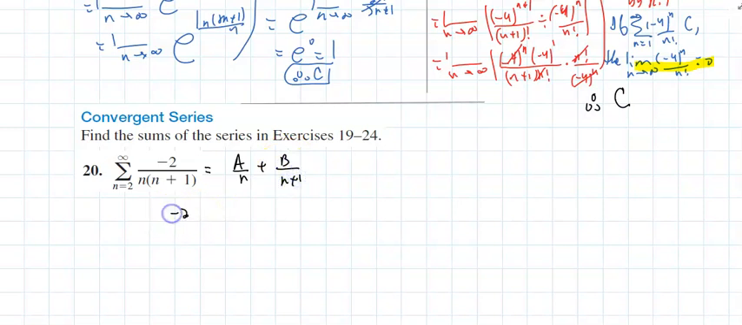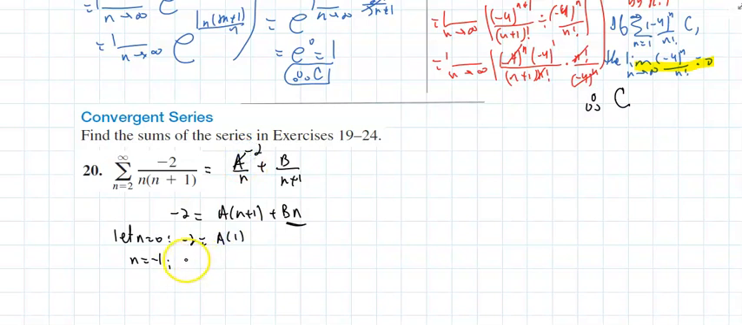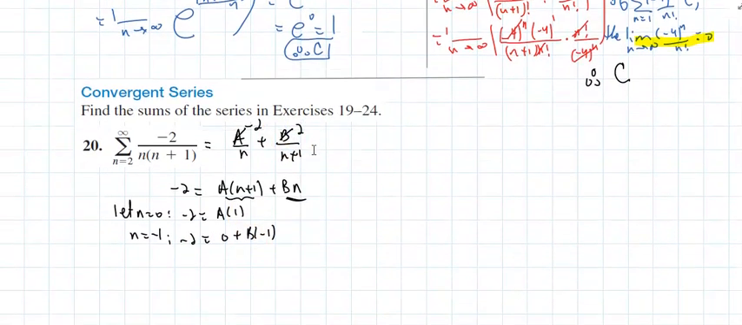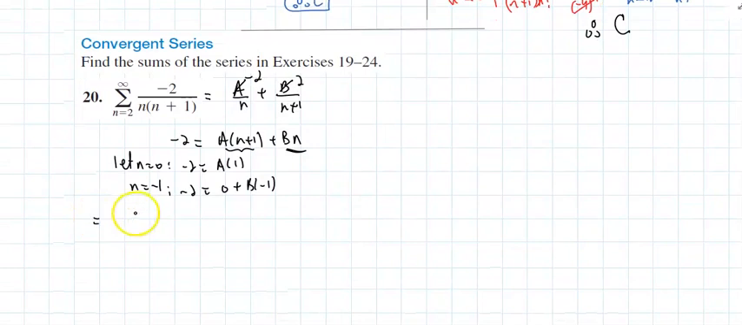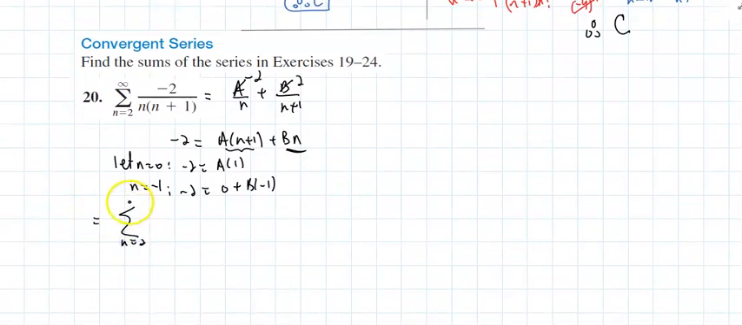If I clear the fractions, and if I let n equal 0 and n equal negative 1, basically what the domain restricts, if I let n equal 0, that's the 0. I'm left with a times 1, so I got a to be negative 2. Very good. And if I let n equal negative 1, I'll get negative 2 equal, this will be 0, plus b times negative 1, so b is 2. So here I figure out that, you know what, this is actually the sum n equal 2 to infinity of negative 2 over n plus 2 over n plus 1.